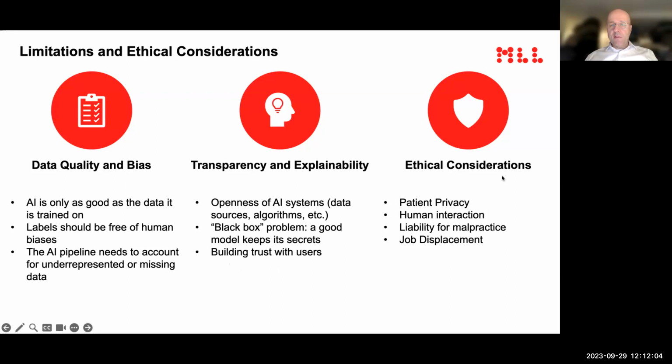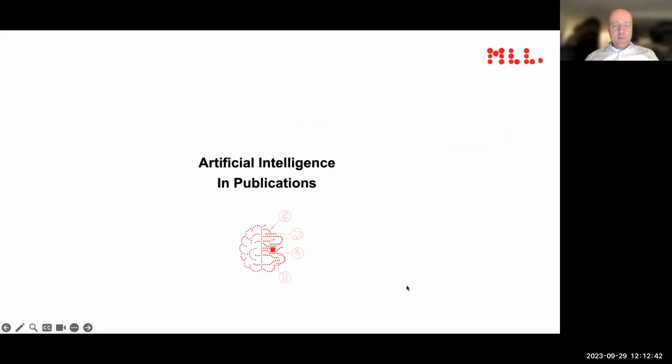And then there are ethical considerations regarding patients' privacy, human interaction, liability of malpractice, and of course, job displacement, which in fact is, at least in part, a challenge, letting people work on reducing the work they have to do, because if no additional work will be there for them, then they may fear they lose their jobs. It has not happened in our laboratory due to the increase of sample numbers, but overall, for sure, this is an aspect to be considered.